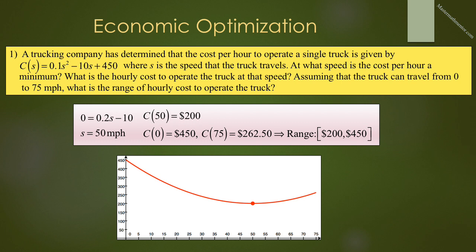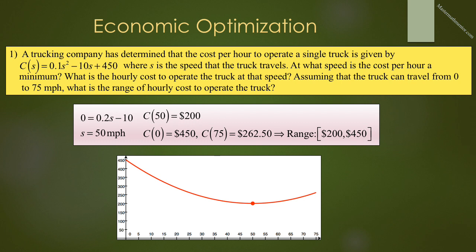Since we know there is only one relative extrema, and that occurs at 50, in order to determine the range, we must take a look at the endpoints. So we look at C(0) and we get 450, and C(75) to get 262.50. That means that the lowest value of hourly cost is our $200, and the largest is at $450. Although not required, we verify our solution graphically.